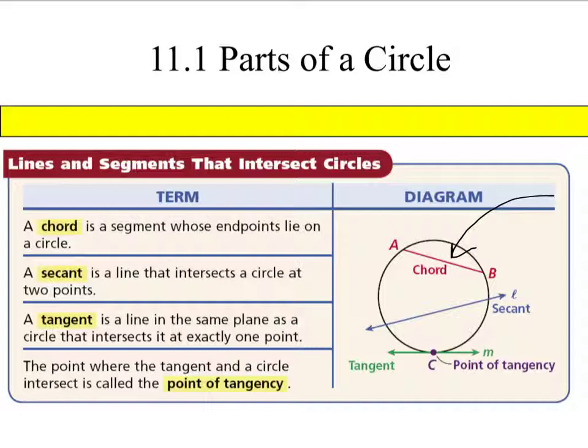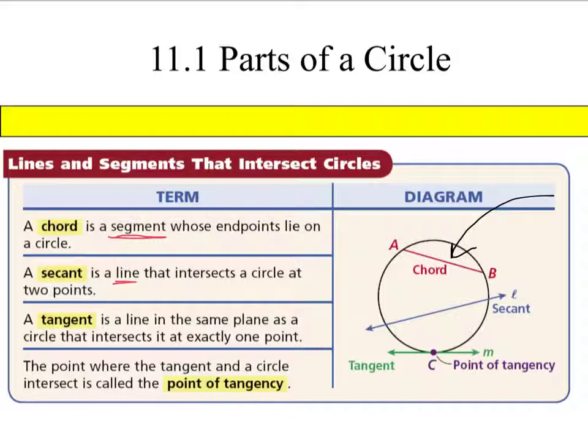A secant is a line that intersects a circle at 2 points. Notice a secant is a line. One big thing between chords and secants, they're very, very similar. One is the line segment, the other one is the line. Next one is known as a tangent.